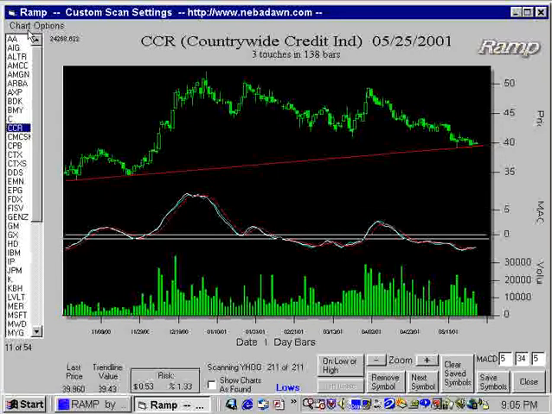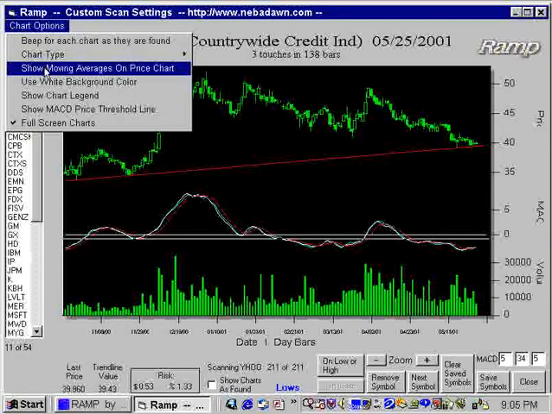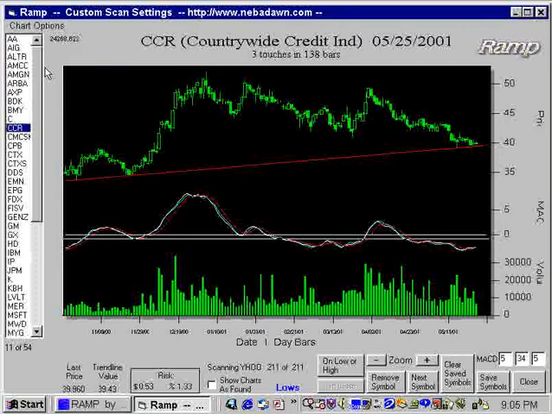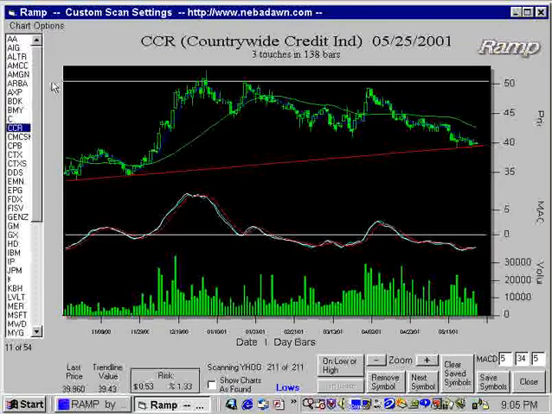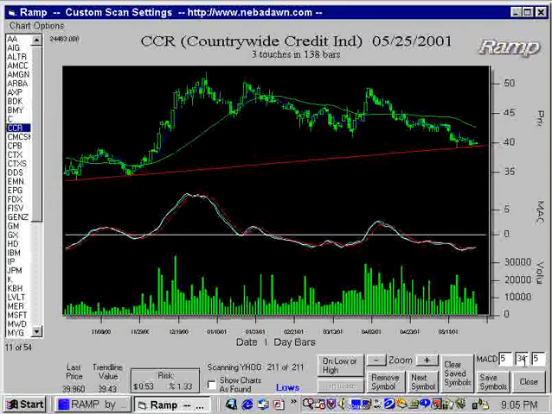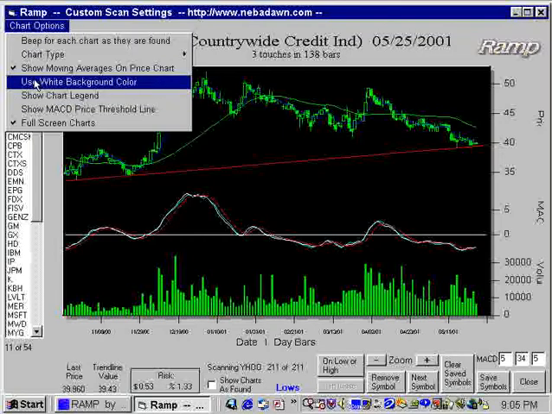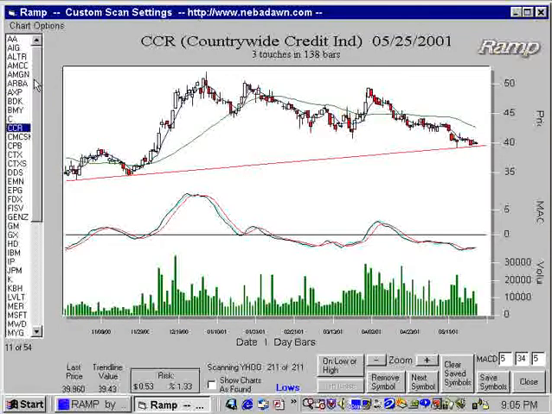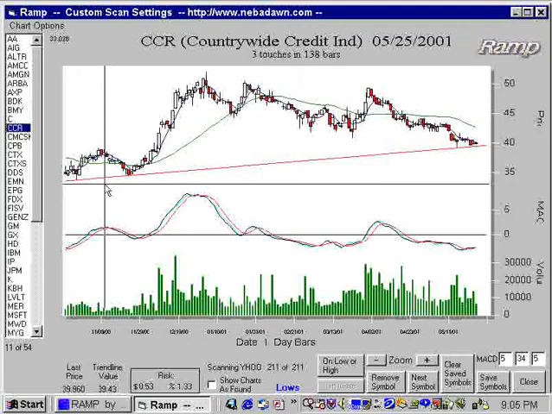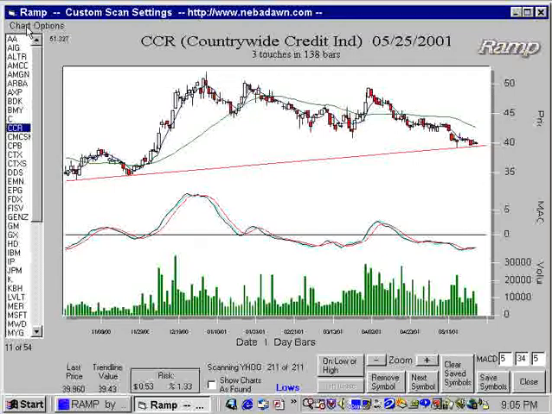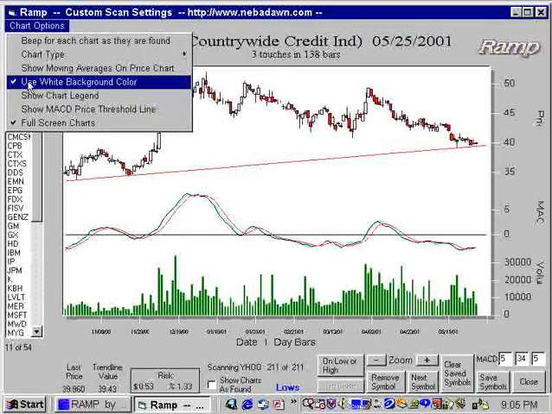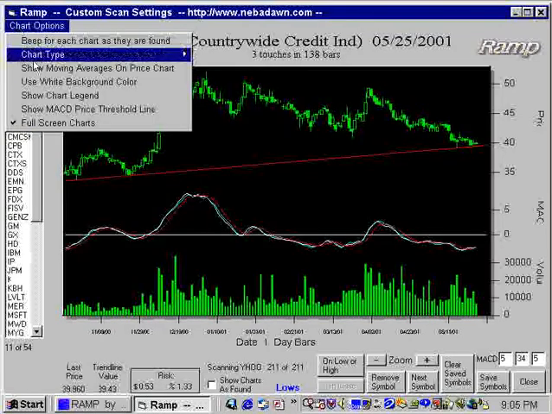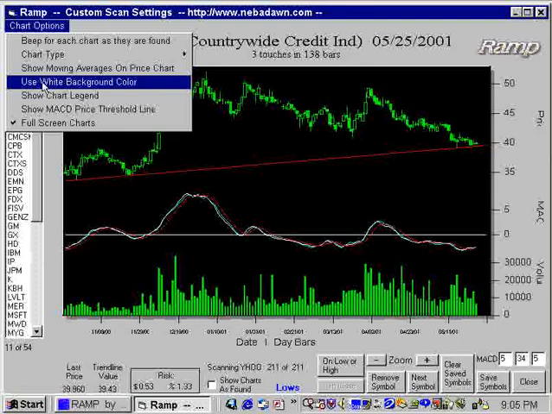and I can display moving averages. These are the 5 and 34 moving averages which make up the MACD setting. I can change those moving average values by changing the setting on the MACD. I can request a white background. Some people prefer white backgrounds. They certainly work better for printing the charts. I'm going to go ahead and shut off the white background and moving average for now.